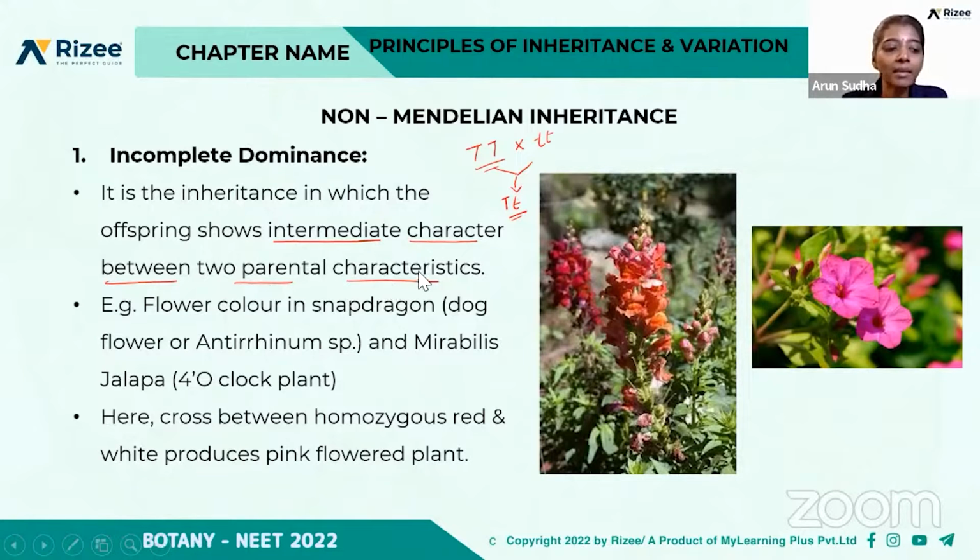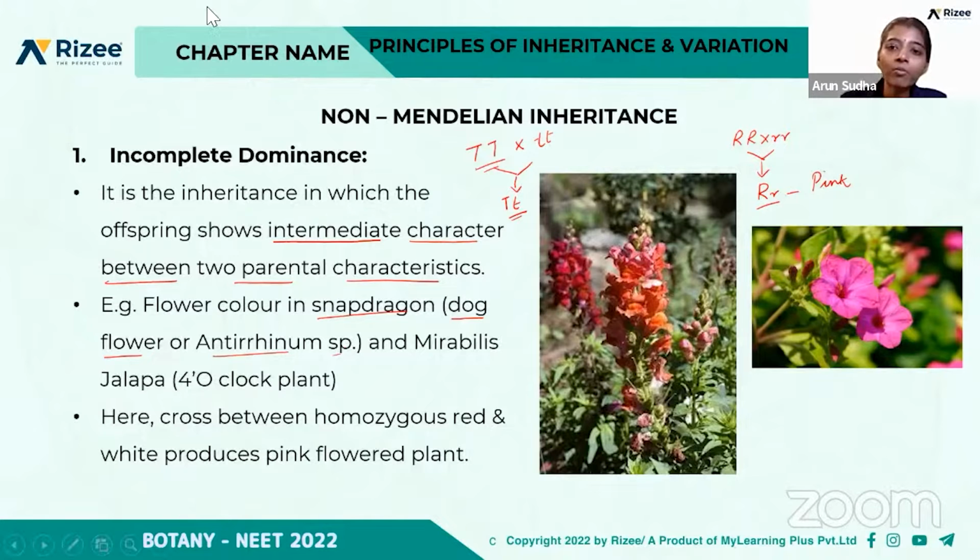the two parental characteristics. So here, when we cross a red flower with a white flower, we get the heterozygous type, but this heterozygous type is not red, it is pink. Okay, the flowers obtained will be pink. The example here is the flower color in snapdragon, also called the Antirrhinum species. It is a well-known example of incomplete dominance.